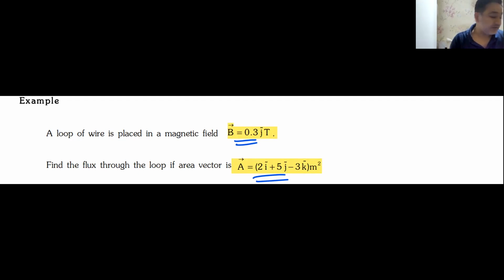Remember, every question that comes in JEE is a simple one. Complicated questions don't come. What is the answer for this one? Magnetic field is given, area vector is given. What you got to do? 1.5. Yes, you just need to take the dot product of magnetic field with area.